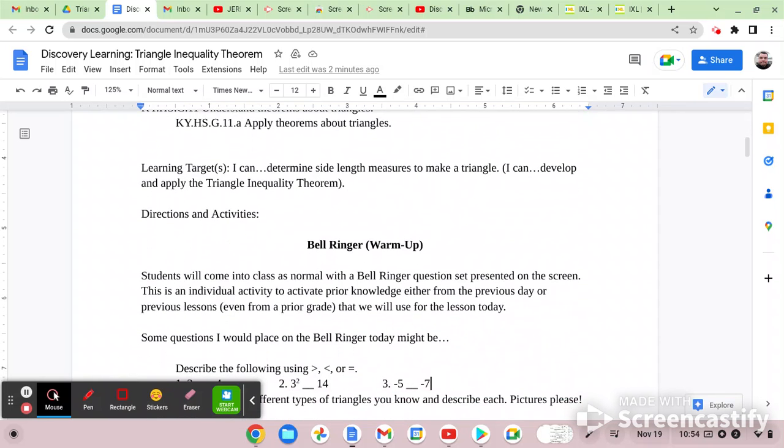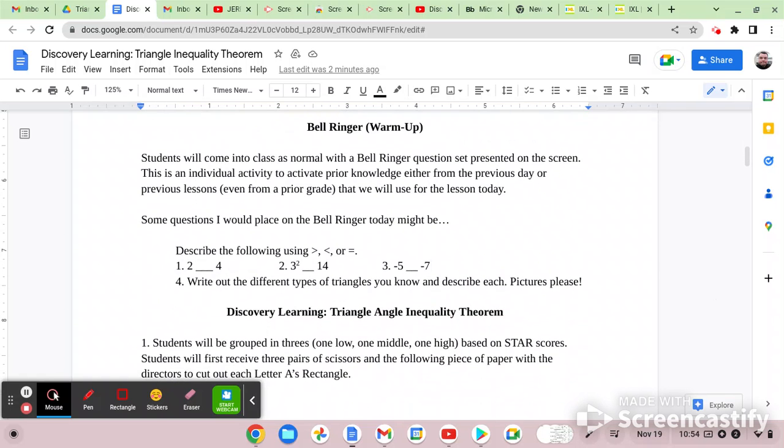Since this is a discovery learning activity, I try to make the learning target a little bit more vague, and then maybe at the end we supply the right terminology and vocabulary as a part of it. We are going to determine side length measures to make a triangle, and then the fancy way would be to say that they can develop and apply the triangle inequality theorem.